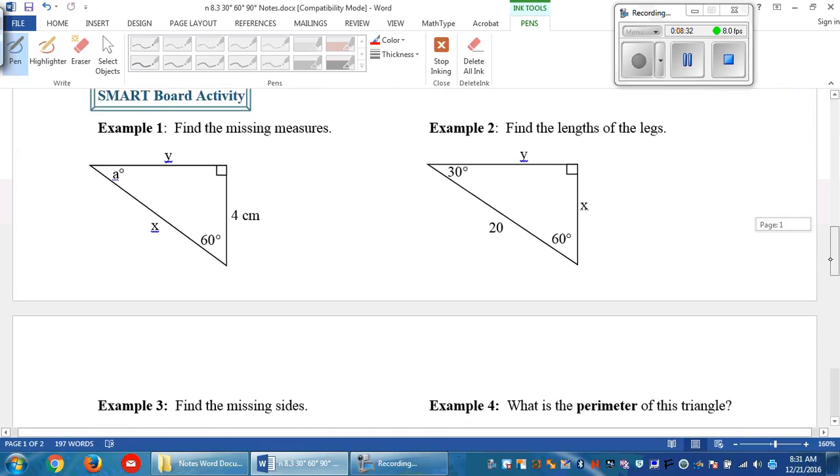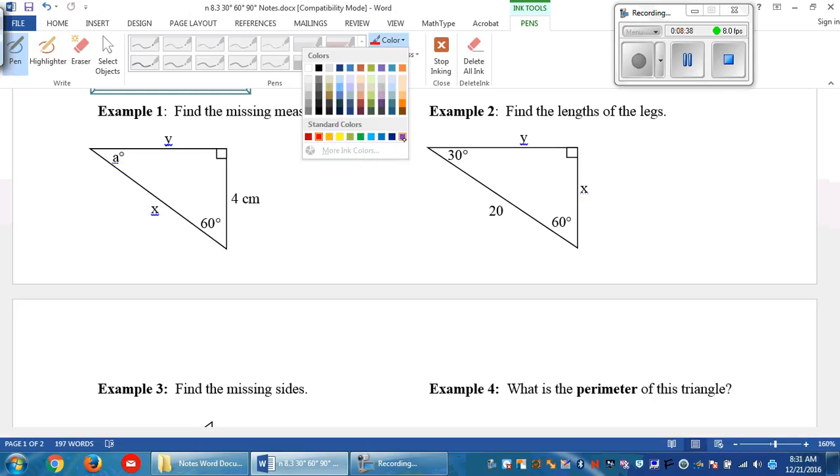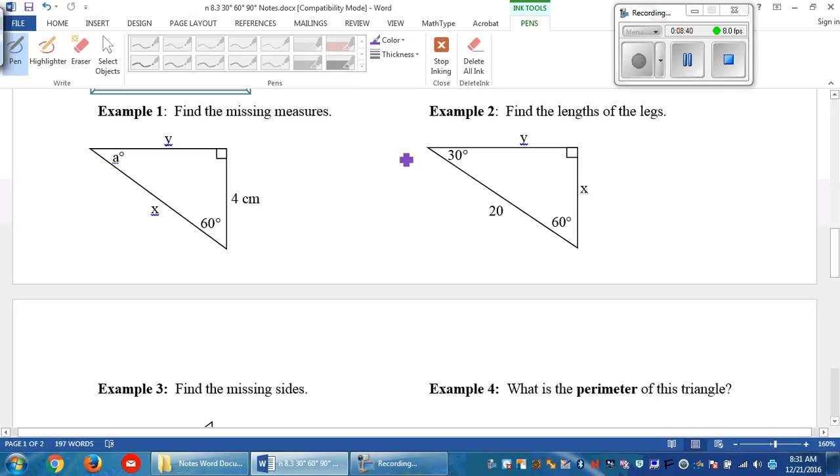So let's now try some examples on our own. So this might be a good time for you to pause it and see if you can do a couple on your own, or do a couple more examples, and then let's pause it after numbers 1 and 2 here. Okay? So when we look at it, let's look at the missing measures.